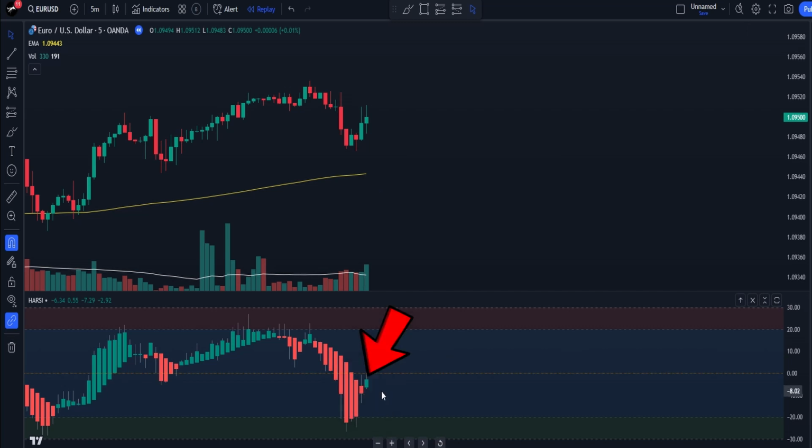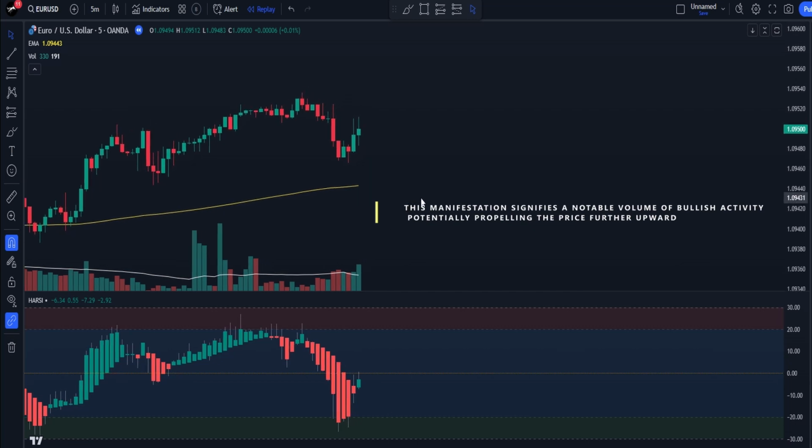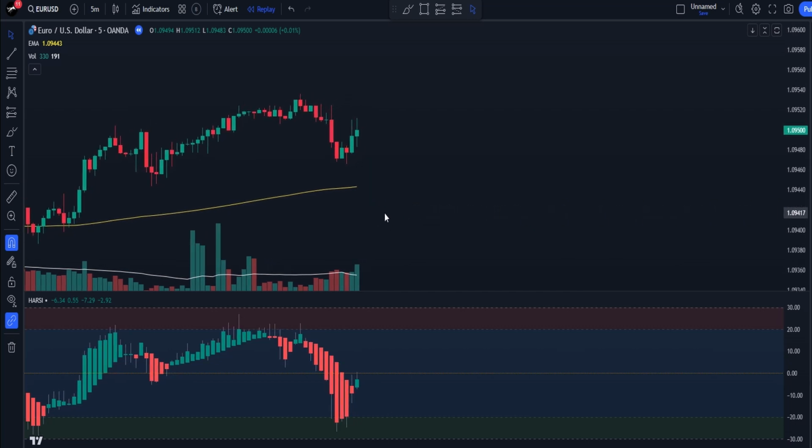Analyzing the Heikin Ashi RSI oscillator, it becomes apparent that it signaled an oversold market condition. This observation aligns with the candlesticks exiting the oversold zone and transitioning to a green hue. This transformation underscores the renewed upward trajectory of the price. Additionally, a bullish volume bar is distinctly evident. Notably, this volume bar surpasses the 30-period moving average on the volume oscillator. This manifestation signifies a notable volume of bullish activity, potentially propelling the price further upward.